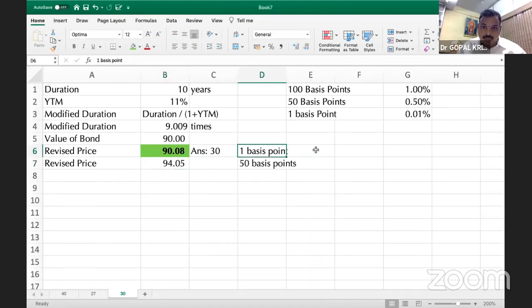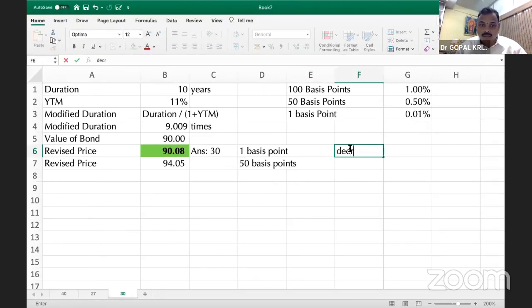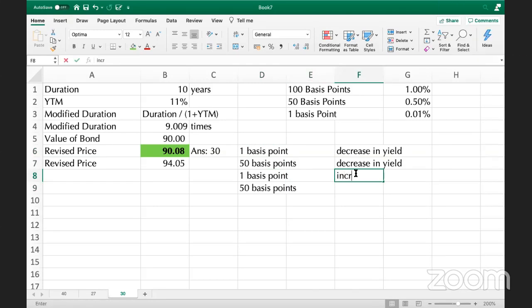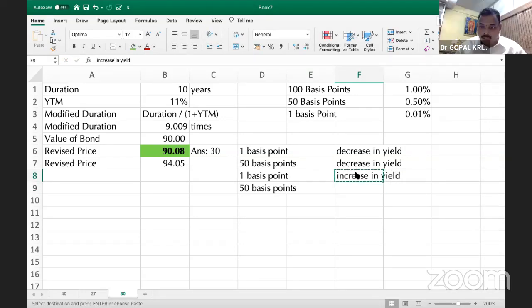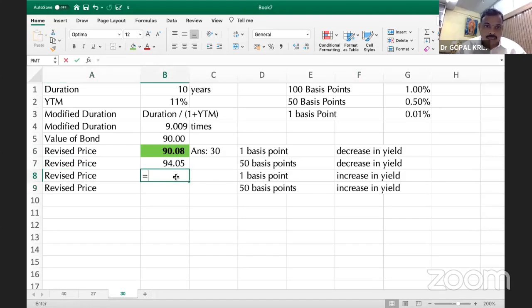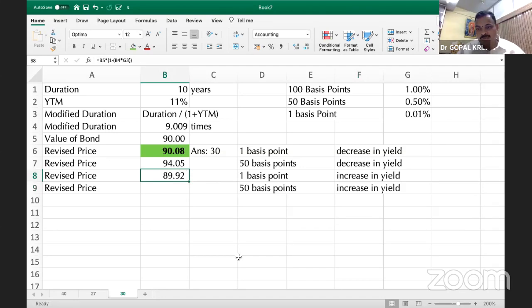So the same question, if it is a 1 basis point decrease in yield, price increases. Now the same, I will do for an increase in yield. So then what will happen? If there is an increase in yield, price will decrease. So what will the revised price be? The same answer, 90 into 1, I will not put plus, I will put minus. Minus this into 0.01. So it is 89.92.